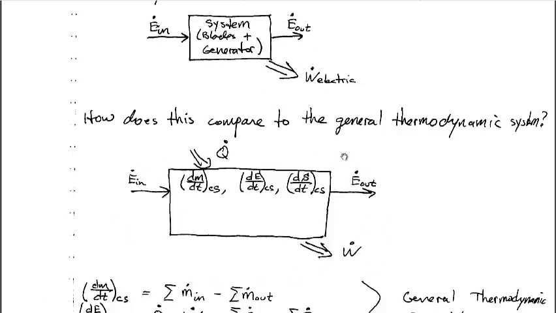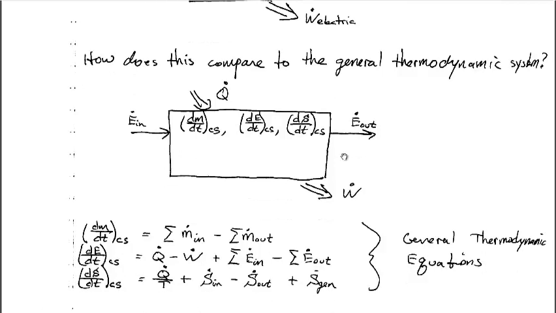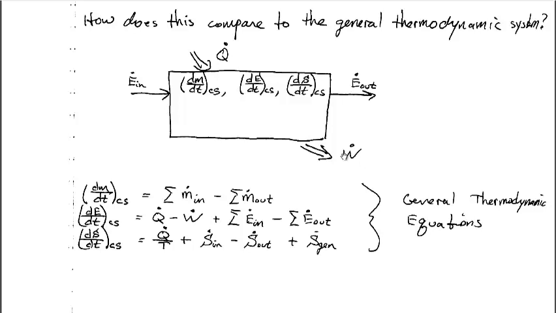Just to remind you, our general thermodynamic system, of course, includes everything that could happen to a thermodynamic control system at this stage of our understanding of thermodynamics. So of course we have our control system, and our control system itself can change with time. In other words, the mass of the control system could change, the energy of the control system could change, and the entropy of the control system could change.